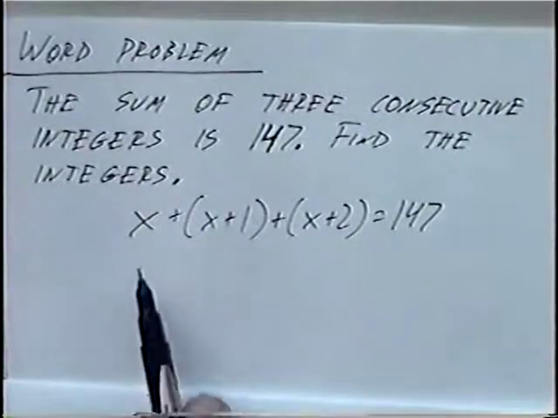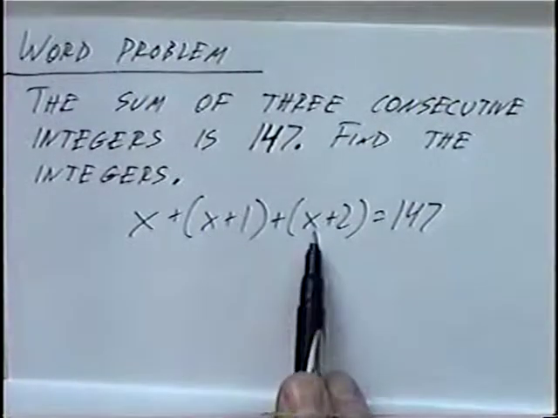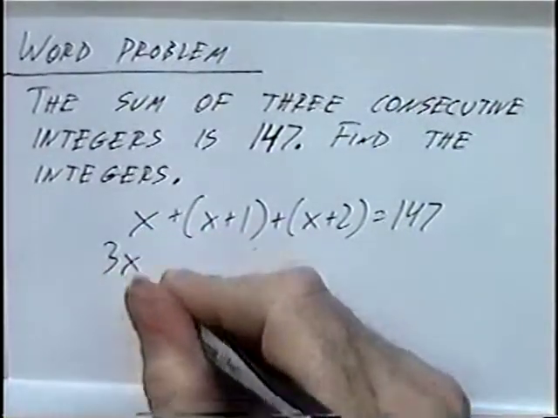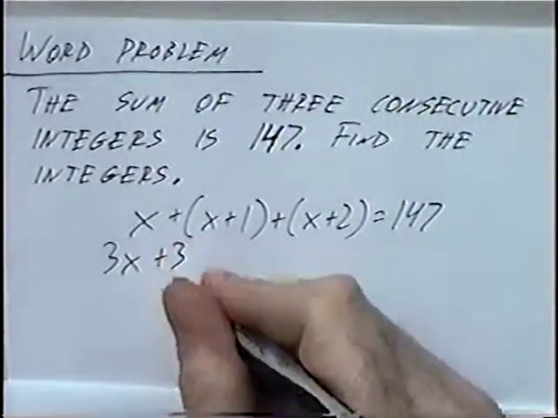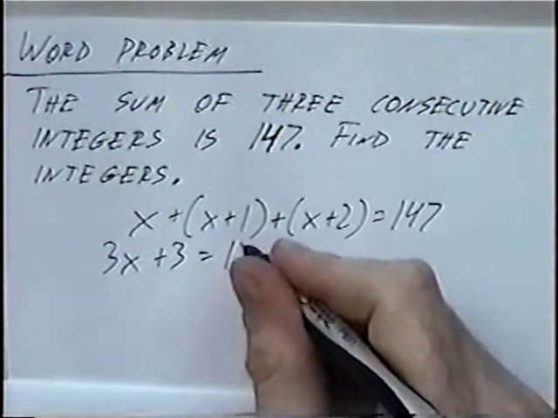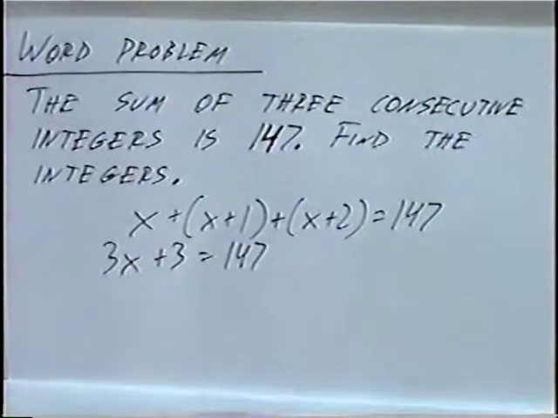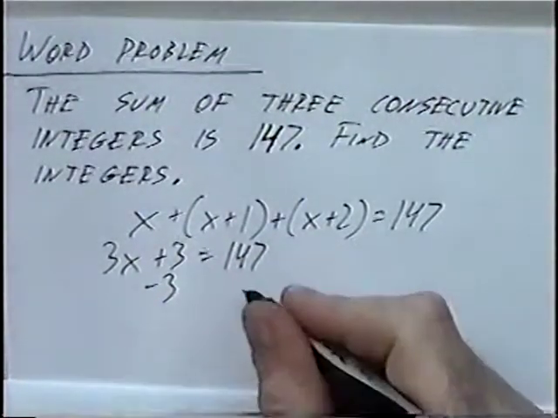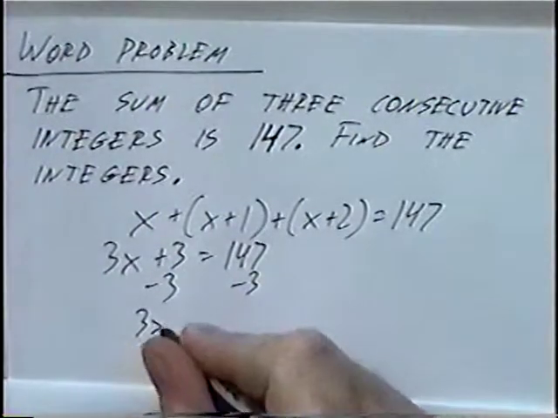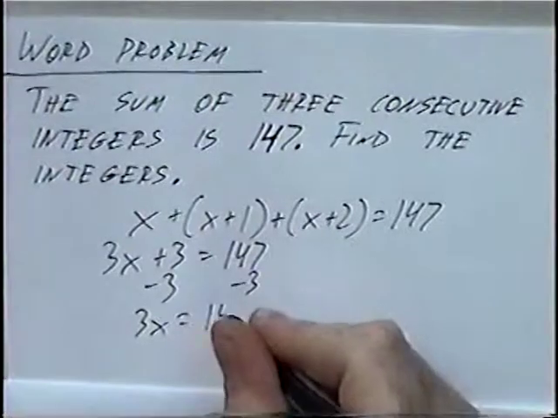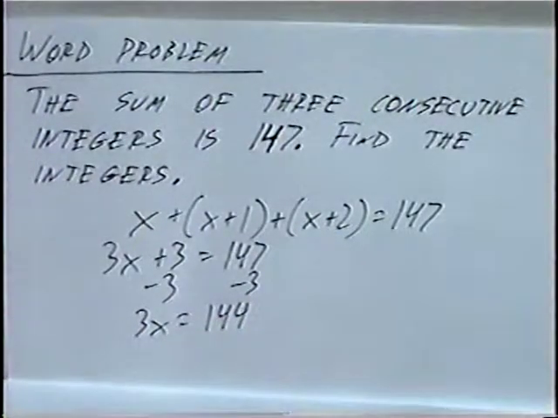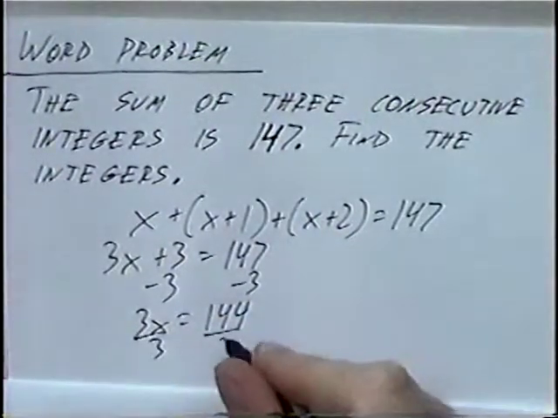Solving, we can combine like terms. x plus x plus x would be 3x, and plus 1 plus 2 would be plus 3, equals 147. Solving, we can subtract 3 on both sides. So 3x equals 147 minus 3, which would be 144. And last step, divide by 3.